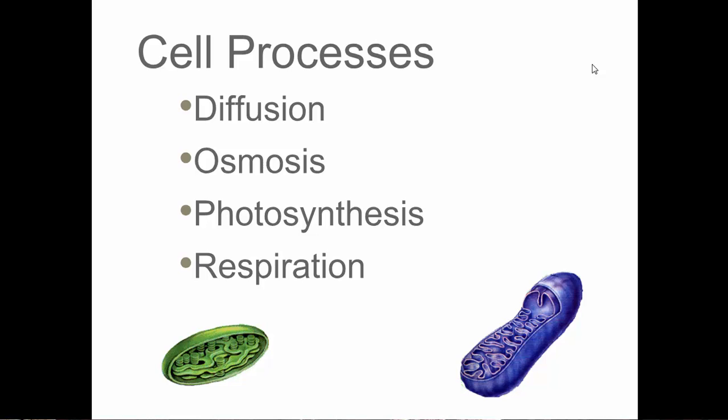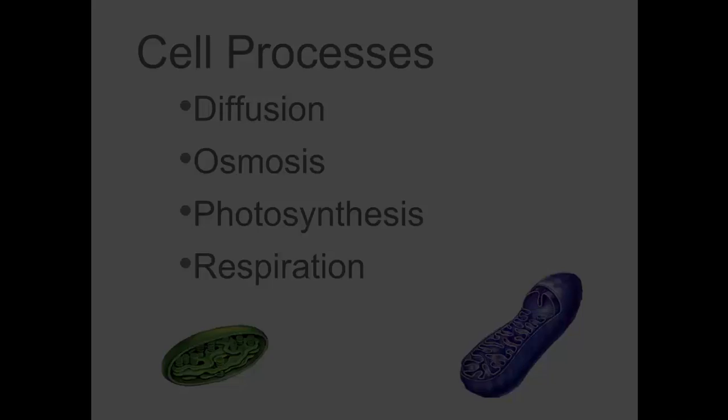Guys, this next section of the unit is about what we call cell processes. Sort of things that happen inside and around cells that are important for us to understand. So we're going to talk mainly about three cell processes: diffusion, photosynthesis, and respiration. Osmosis is really a type of diffusion. So what organelle is this? And this? Correct. We'll be talking about those towards the end of this section.